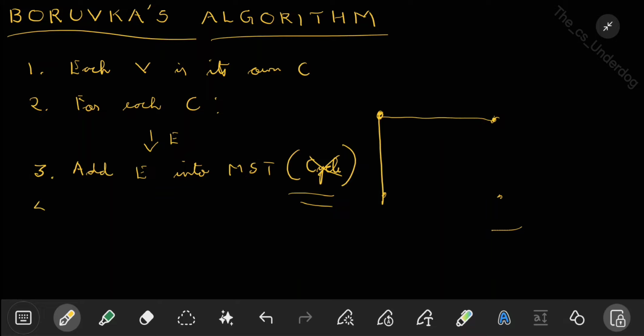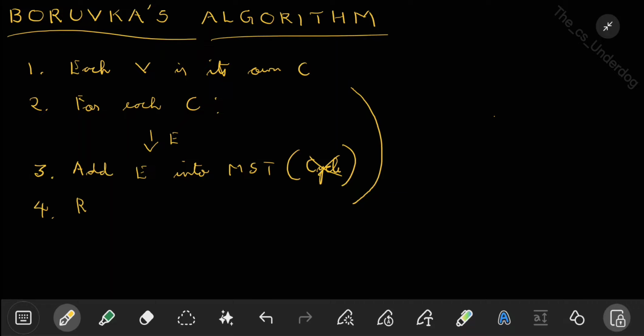Then what is the final step? The final step is to repeat this. That is, whatever steps I told here, this is one phase of this algorithm. So when you complete one phase, you will add all edges that are part of the present phase.